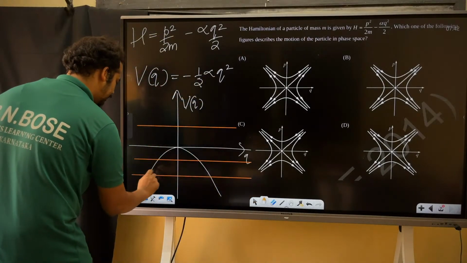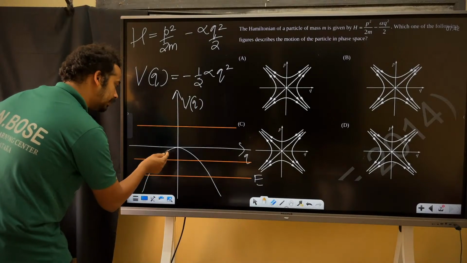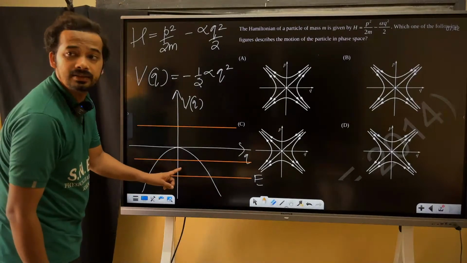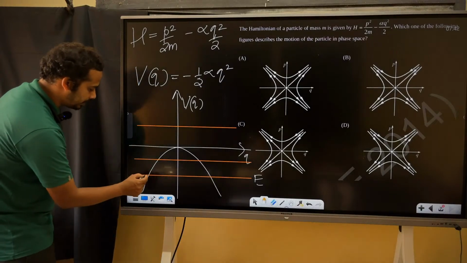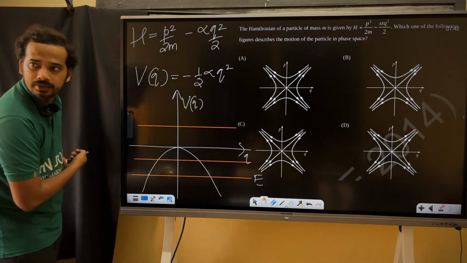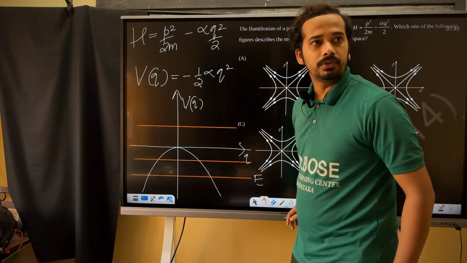See this one. If this is the energy, these are the regions where potential energy is higher than the energy. Kinetic energy would be negative. So with this energy, if you shoot the particle, it will come up to this one and it will go back. Or if you shoot the particle from here, it will come up to this point and it will go back.